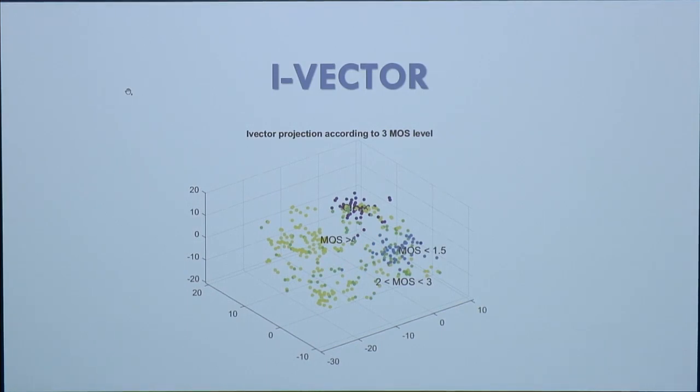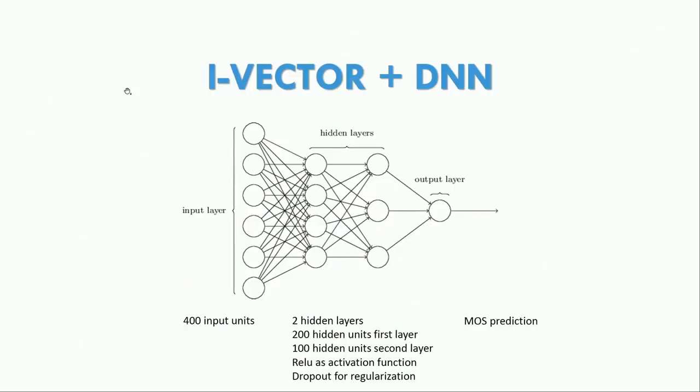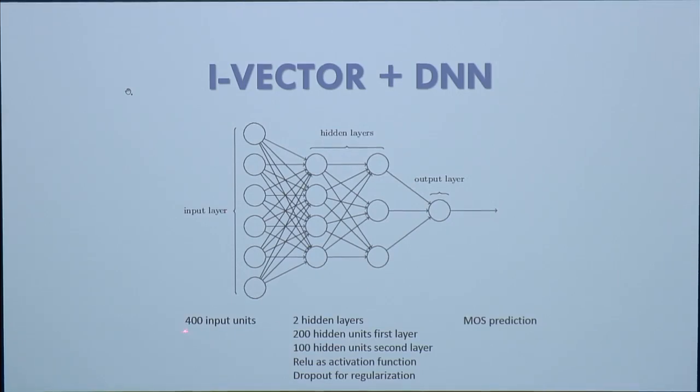So then we thought maybe you can use iVectors combined with a DNN, MLP architecture to find a better representation to compute MOS. So this is the architecture that we propose. We have iVectors of 400 dimensions. We have 2 hidden layers, 200 hidden units in the first layer. In the second layer we used dropout as regularization and ReLU as activation function. And then we predict the MOS with this model.